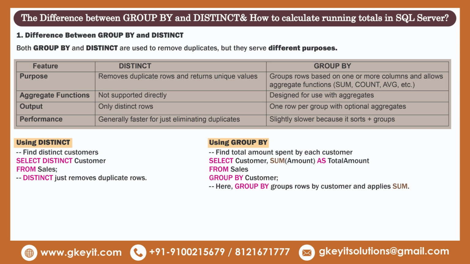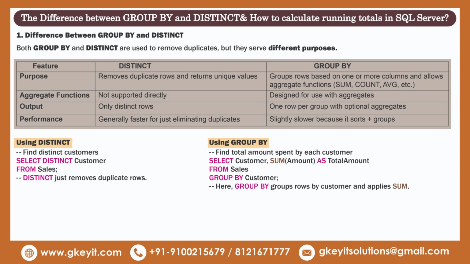Aggregate functions: distinct does not support them directly, whereas group by is designed for use with aggregates. Output: for distinct, only distinct rows; for group by, one row per group with optional aggregates. Coming to performance, distinct is generally faster for just eliminating duplicates, whereas group by is slightly slower because it sorts first and groups the data.